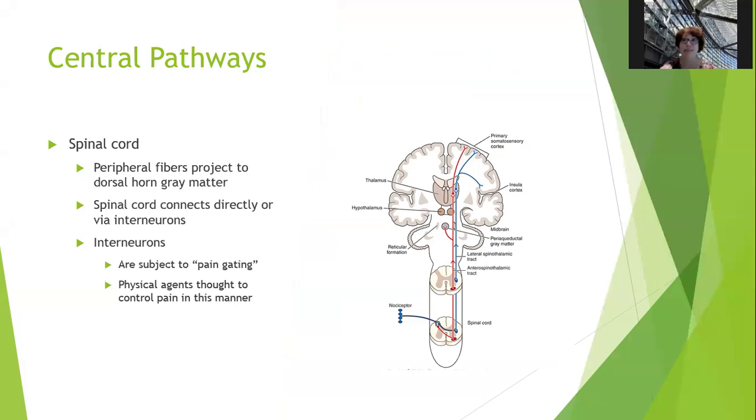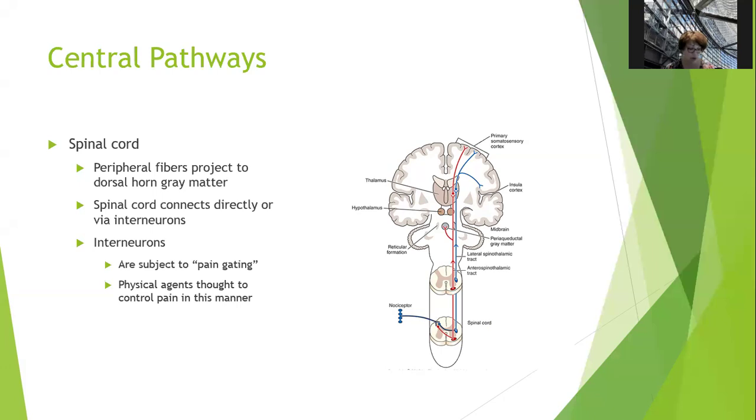So in the spinal cord, the peripheral fibers project to the gray matter in the dorsal horn. And whenever we have gray matter, it's the bodies of neurons. The spinal cord connects directly or via interneurons, which are little neurons that connect one neuron to another over short distances. Interneurons are subject to pain gating, and physical agents are thought to control pain in this manner. We're going to call this gate theory at this point in time. We're going to evolve with this later, next quarter.